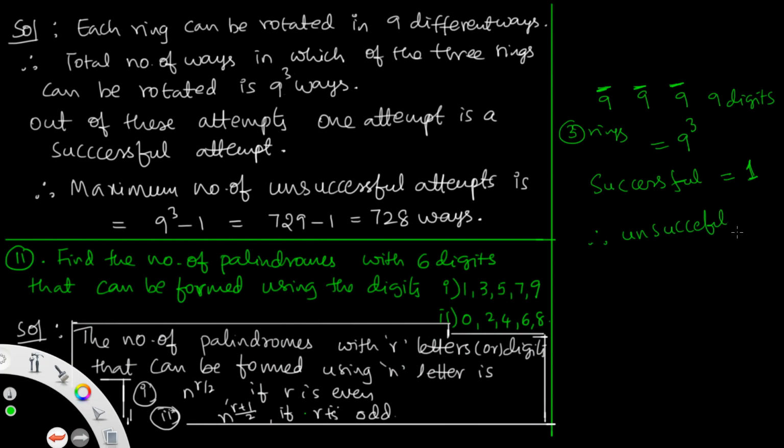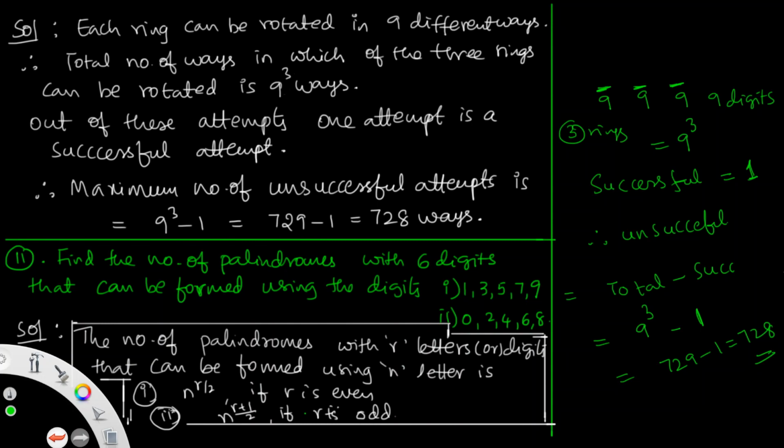Unsuccessful means total number of attempts minus successful attempts. The total number of ways is 9 cubed and the successful is only one way, where the lock will be open. So the total attempts, without knowing the key code, are 9 cubed, that is 729, minus 1, that is 728 ways. So the maximum number of unsuccessful attempts is 728.